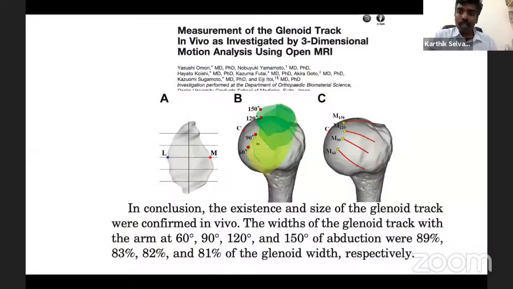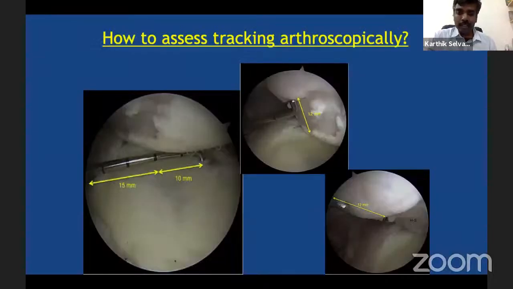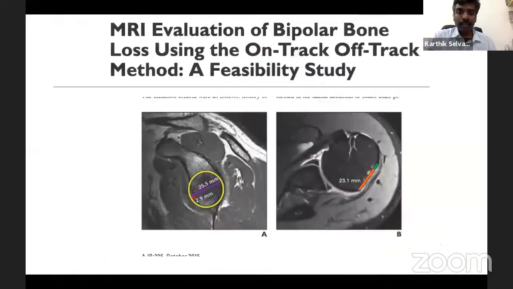So this whole concept of tracking has been proved in vivo. They did a 3-dimensional motion analysis using open MRI, and they found this concept is true. This whole thing was theoretical, and now it has been proved on humans in open MRI. Again, it is not a dynamic fluoroscopic image, it's only a series of static images.